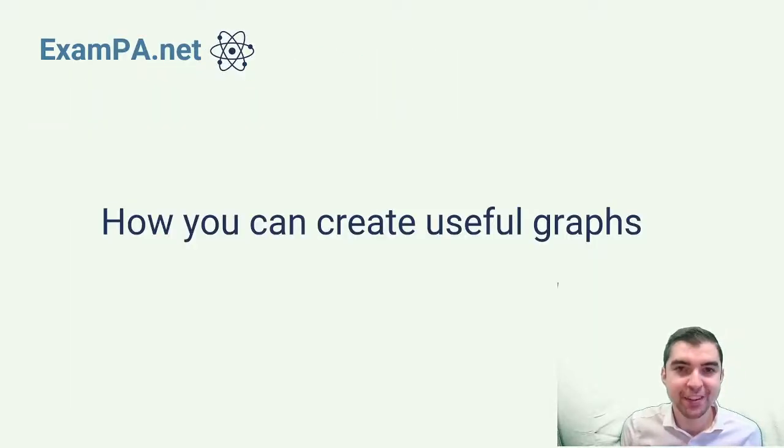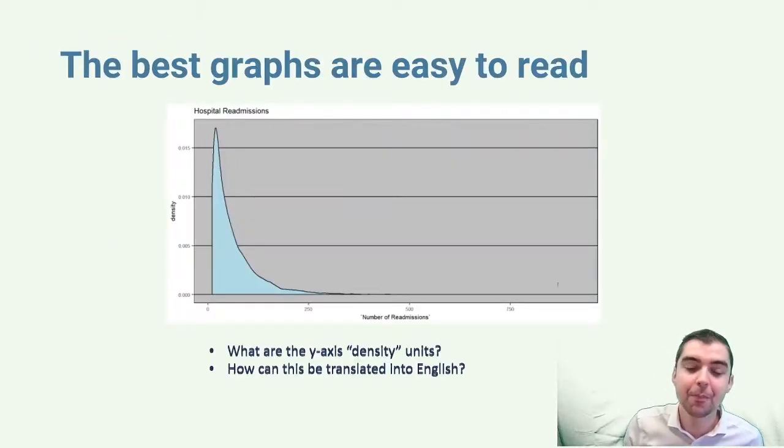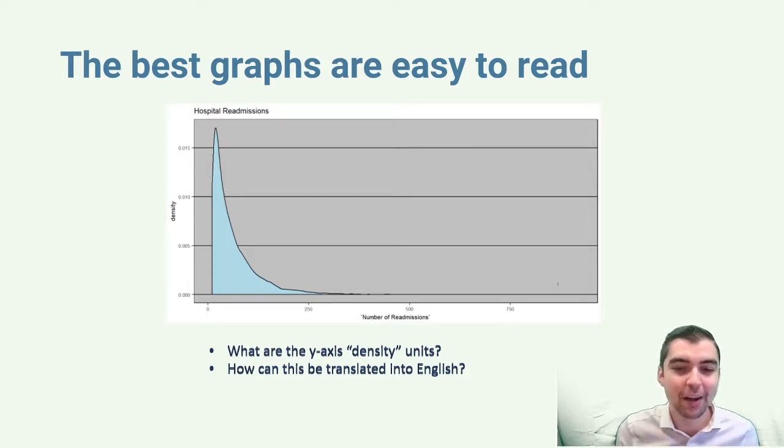Now let's talk about some more of the right brain behavior. How can you communicate using graphics? How can you create useful graphs? Here is a histogram. This shows you the distribution of readmissions. Now, what are the y-axis units? It just says density. If you showed this to your manager who wasn't an actuary, they might not know what density means. How can you translate this graph into English?